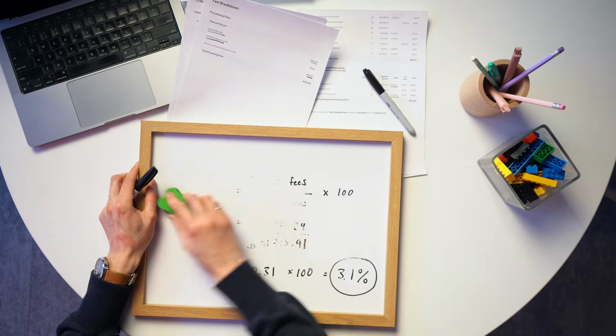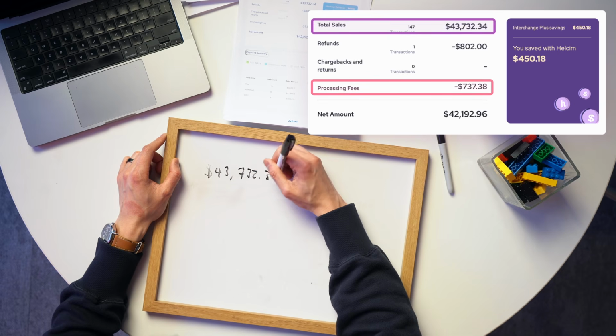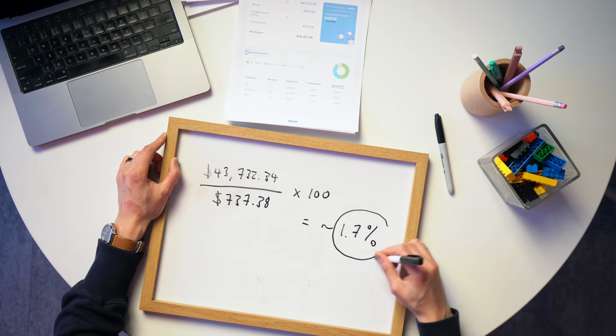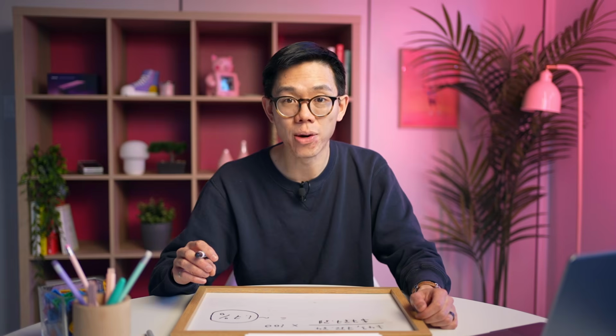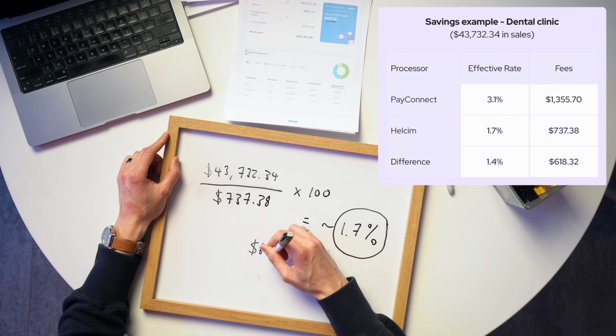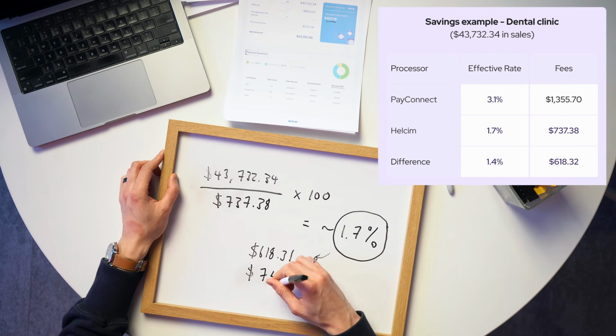So I've gone on long enough about the transparency, but what about the savings? Well, let's calculate the effective rate for this statement. So if we run the math and take the total fees and divide them by the total sales on this statement, what we end up with is something like 1.7%. That's a lower effective rate than the statement that we looked at before. Now, how much lower? Well, this amounts to $618 saved a month. That adds up to $7,400 a year.